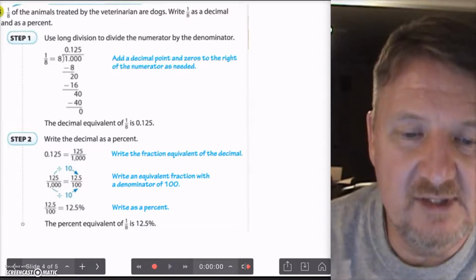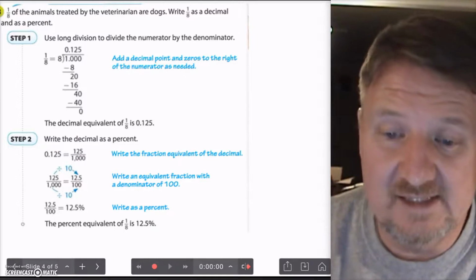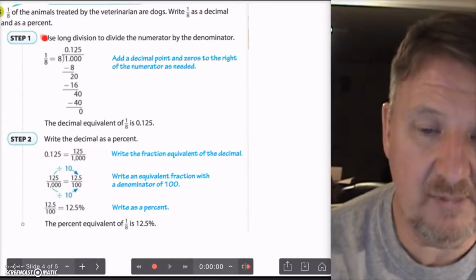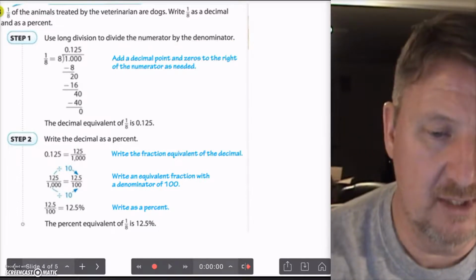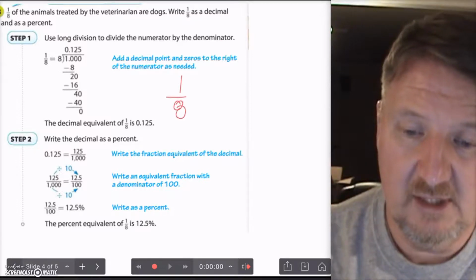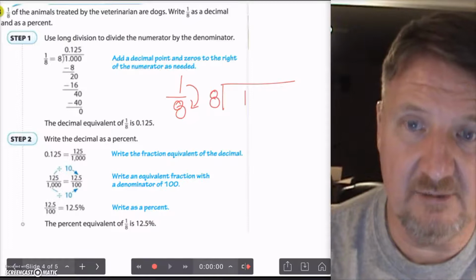So 1/8 of these animals treated by the veterinarian are dogs. Write 1/8 as a decimal and as a percent. So here in the first example, it says use long division to divide the numerator by the denominator. Remember, when you have 1/8 and you set up the division, you're dividing the top by the bottom. So 1 goes on the inside, 8 goes on the outside.